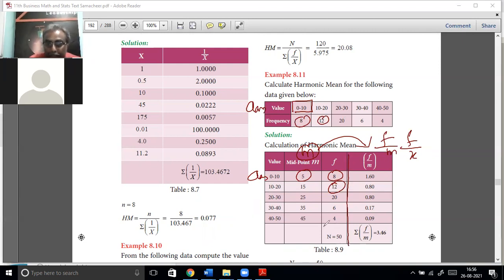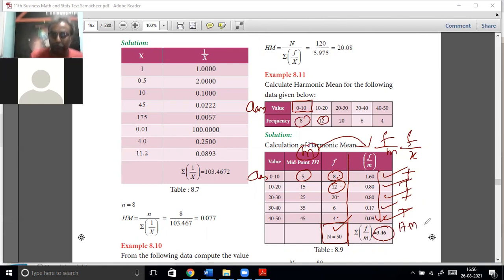What is n? 4 plus 6, 10. 10 plus 20, 30. 30 plus 12, 42. Plus 8, 50. So n is 50. Now find f by m. 8 divided by m is 1.6. 12 by 15 is 0.8. 20 by 25 is 0.8 again. 6 by 35 is 0.17. 4 by 45, 0.09. Add all of these, and you get 3.46.